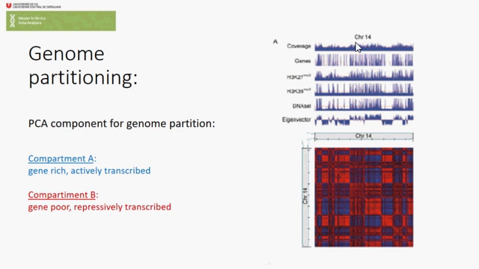A principal component analysis for functional features defines this partition of the human genome into two main compartments. Here, the eigenvectors are plotted as negative or positive influencing components along the chromosome. Compartment A is associated with gene-rich and actively transcribed regions. Compartment B is associated with gene-poor sequences and repressed transcribed regions.